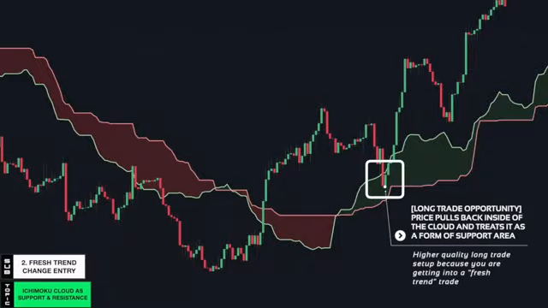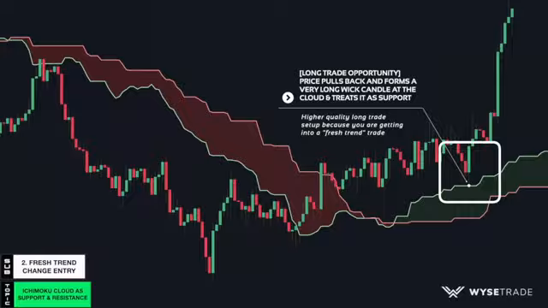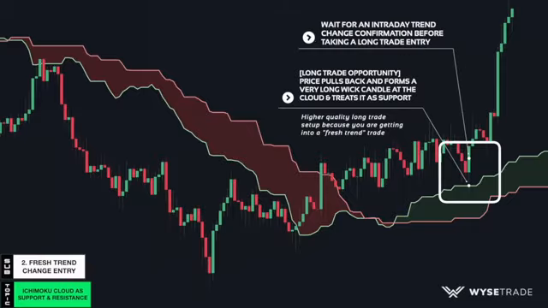So again, price is below the cloud, signaling a moving downtrend. Price then breaks through the cloud and above it, signaling a trend change from a downtrend to an uptrend. Price then pulls back to the cloud as support and forms this very long wick candle, presenting a long trade opportunity. Once you had an intraday trend change confirmation, you would take long entries.